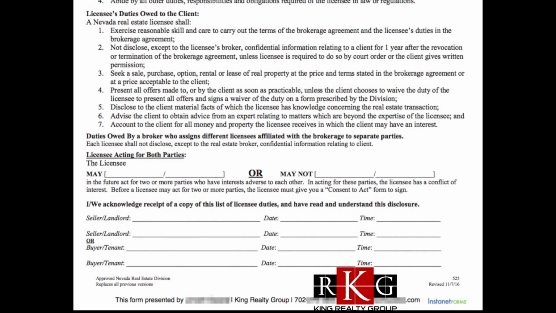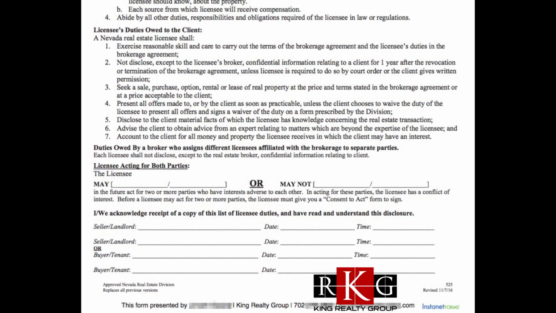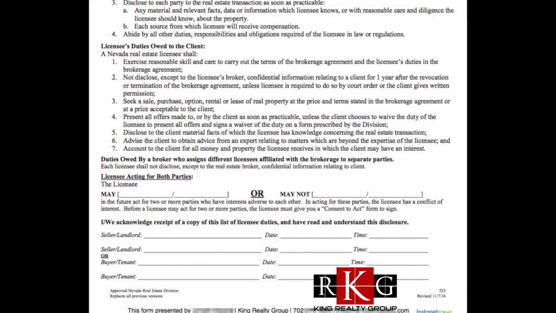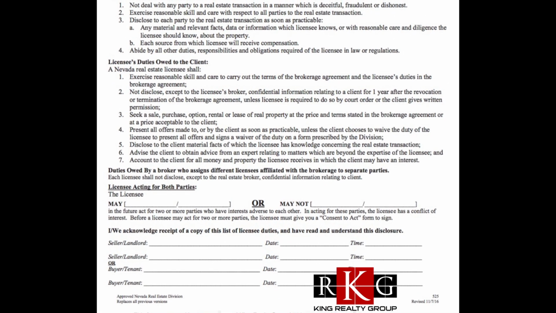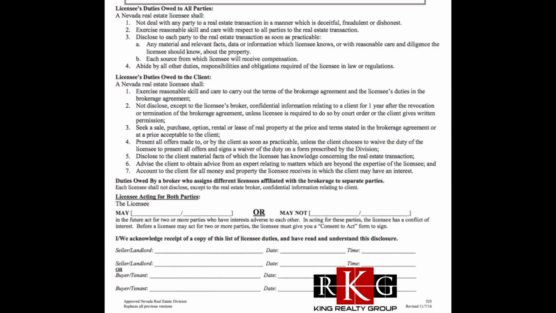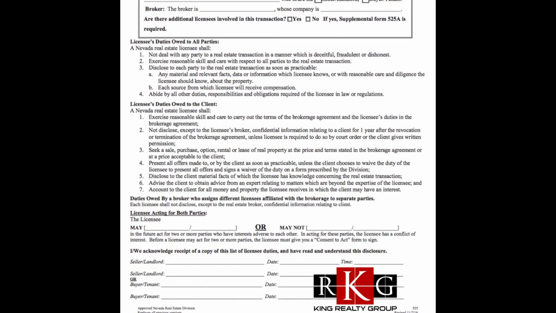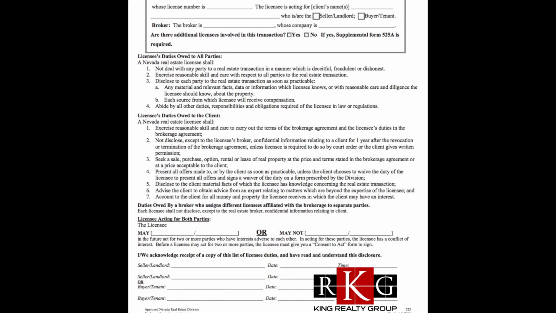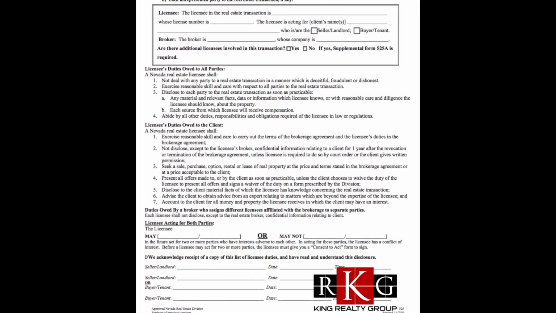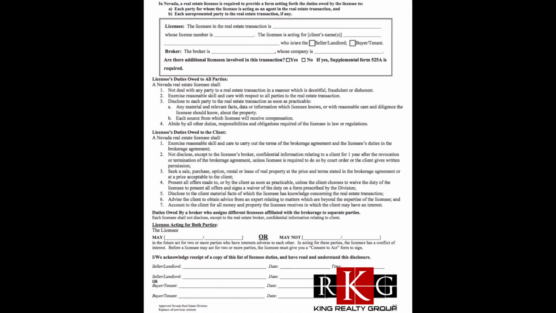Once agency is established, all the duties and responsibilities of representation attach to the broker, salesperson, or broker-salesperson. Those duties are found in statute, administrative regulation, and in case law. To ensure a client understands the duties, the licensee is required to provide the client and each unrepresented party with a form called the Duties Owed by Nevada Real Estate Licensee.